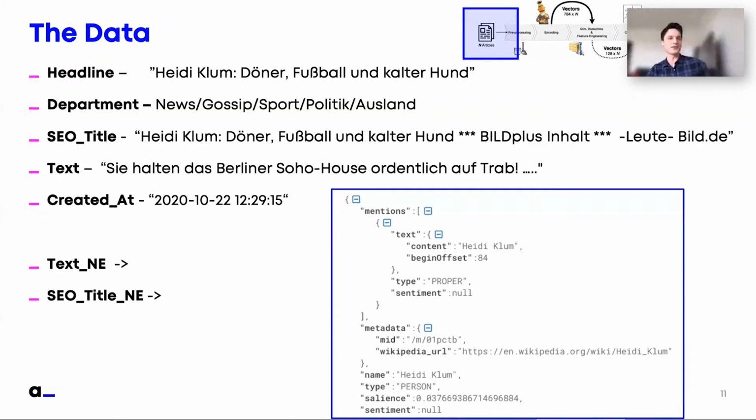So first, let's start with the data. At the very beginning, we have basically articles. An article consists of a headline, which is something about Heidi Klum. We have a department, which is the category of that article. Could be gossip, could be sport or politics. We have a CEO title, which is a less clickbait title than the normal headline, and it actually contains a lot of information about the content. And of course, we have the body of the article. Besides that, we have some metadata like created at, which is the date the article was published.